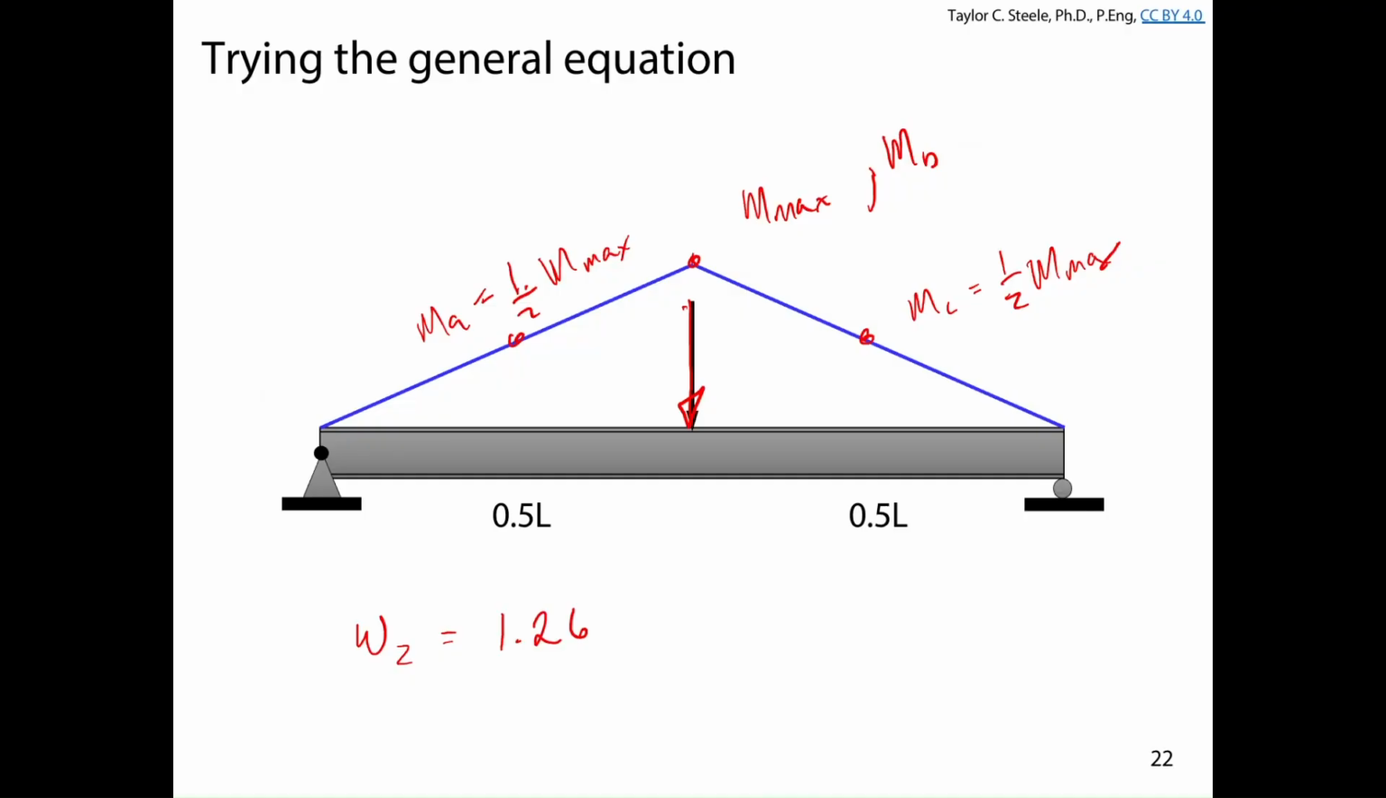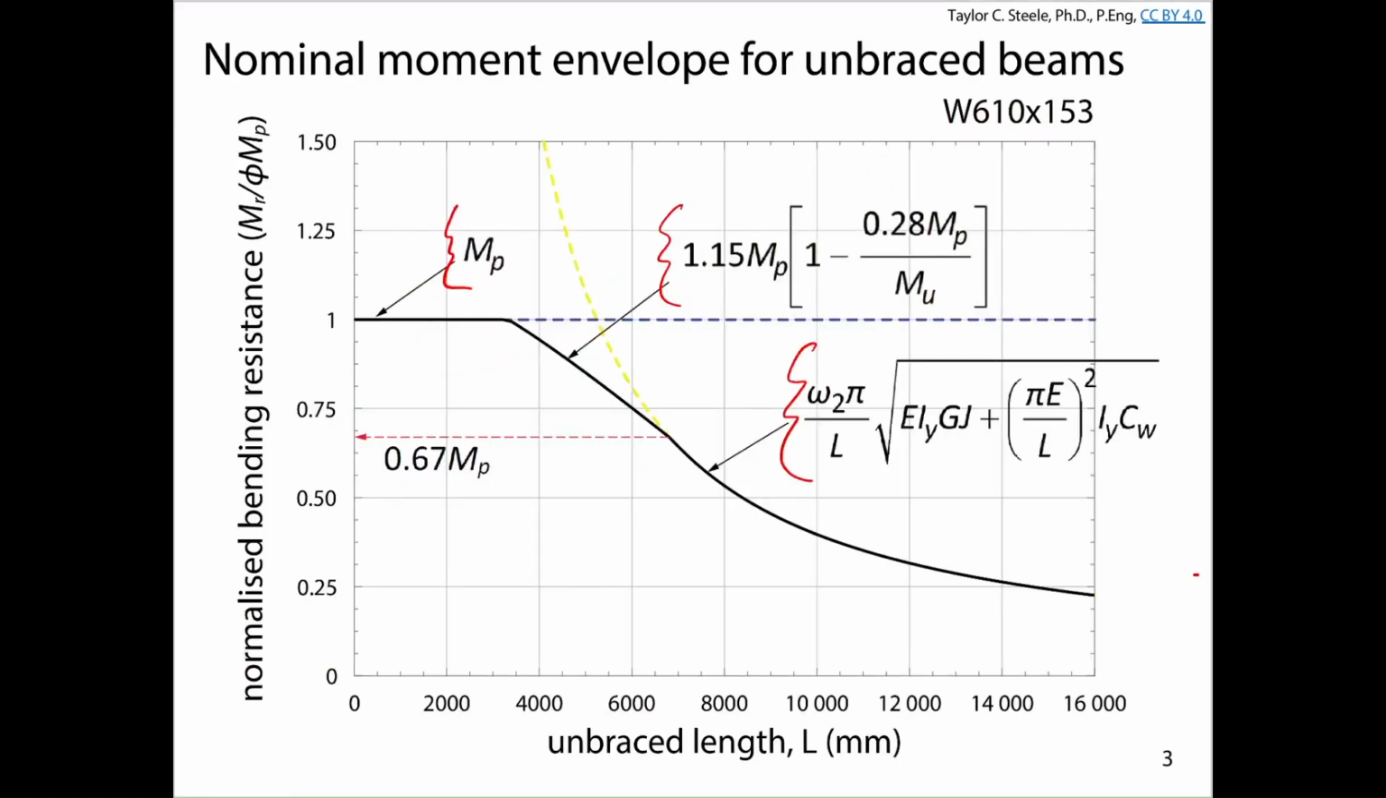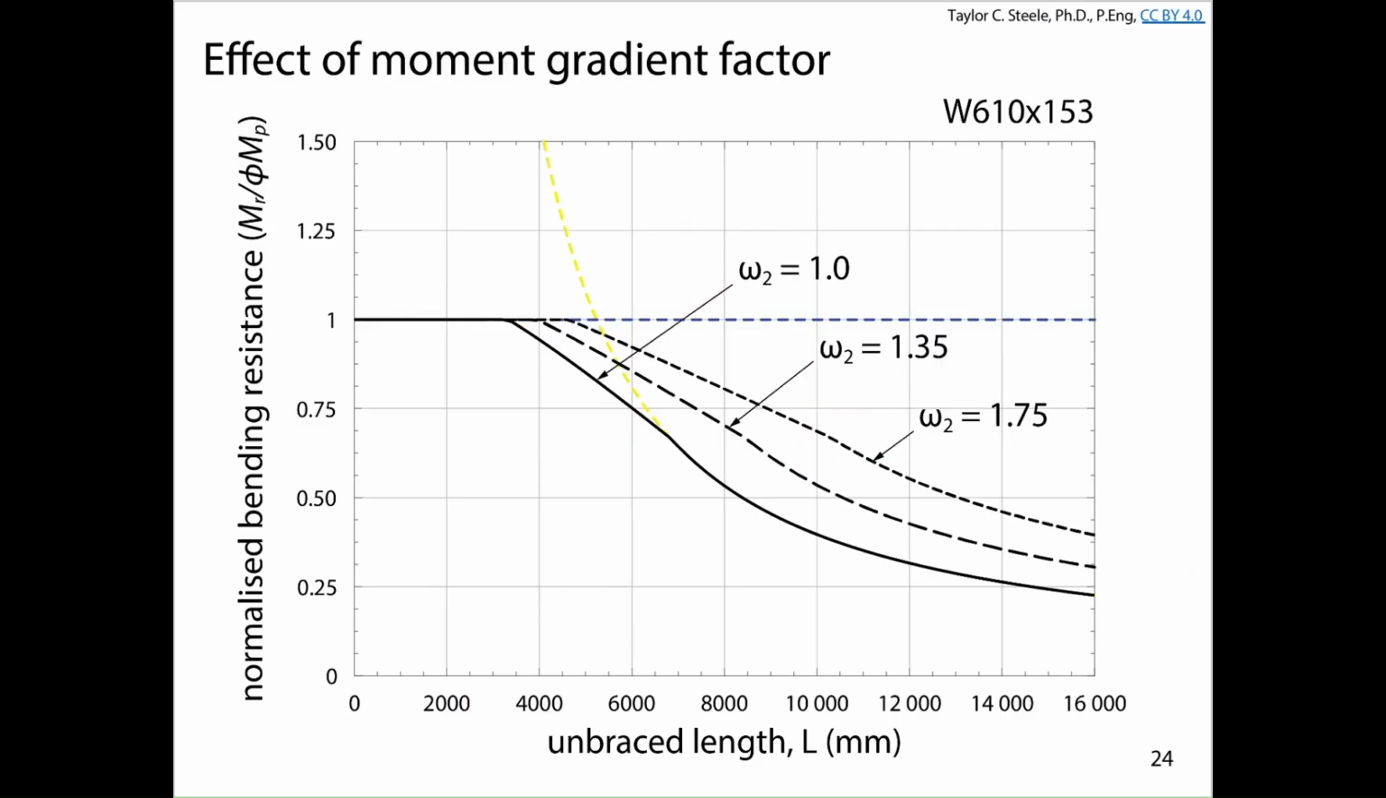So I showed you a plot before for what the moment looks like. If we're calculating the moment resistance, we have MP, the inelastic lateral torsional buckling for that second equation, and then MU, which is the elastic lateral torsional buckling equation. So it's easy for us to see how L changes the moment resistance. But now I've just added another plot here to show how omega 2 changes the moment resistance.